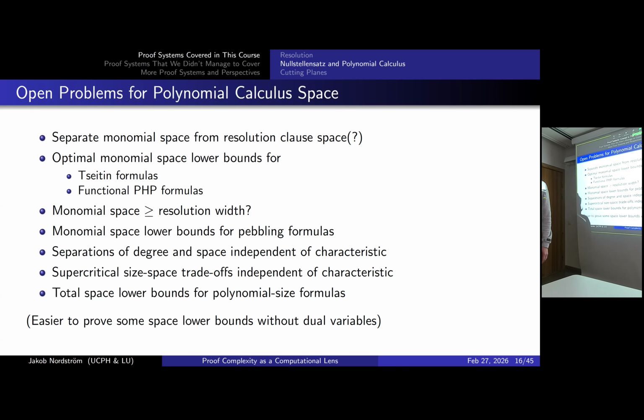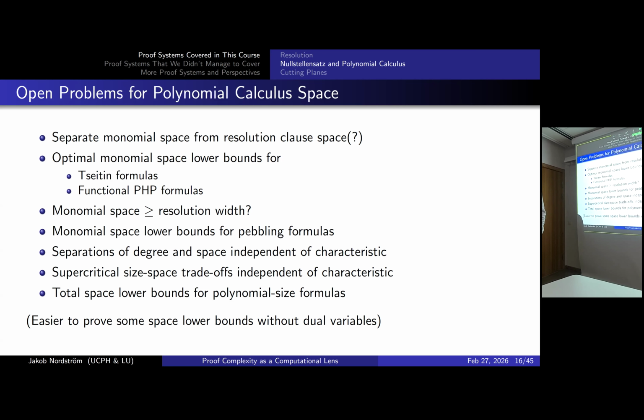The interesting thing, and if you're a bit more broad-minded and you're also willing to consider space complexity, then there are tons of open problems. We talked about clause space for resolution. The natural analog is monomial space, the number of monomials. We don't even know whether polynomial calculus is stronger measured in terms of monomial space than resolution is measured in terms of clause space. We have no idea.